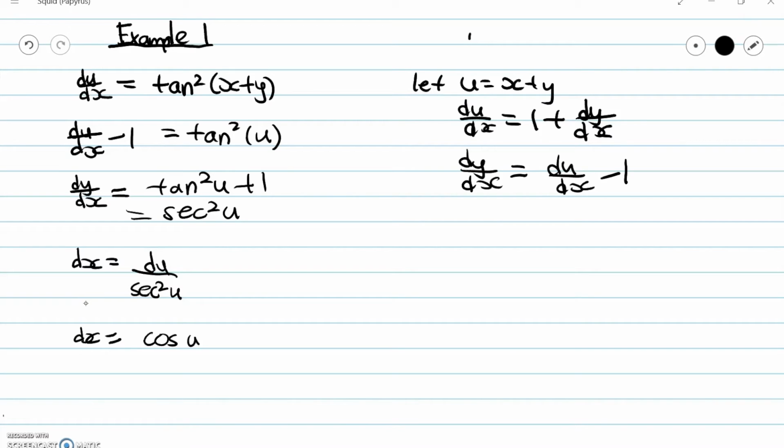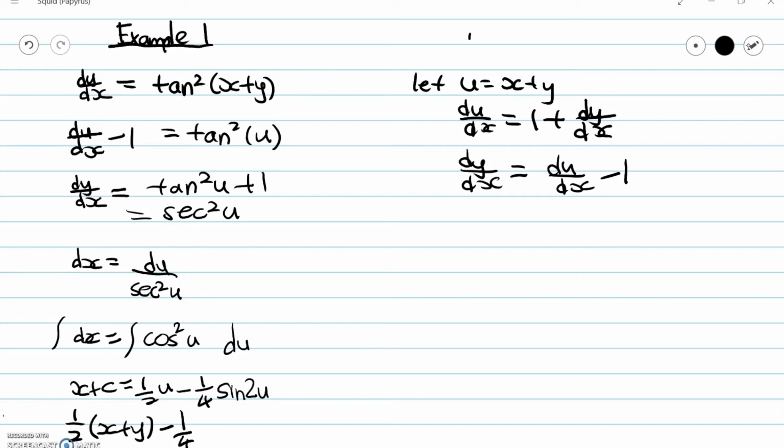which will then give us dx equals du over secant squared u, which in turn gives us cosine squared u. By integrating both sides, we will get x plus c equals u over 2 plus 1/4 sine 2u. By plugging in u equals x plus y, we will get it in this form.